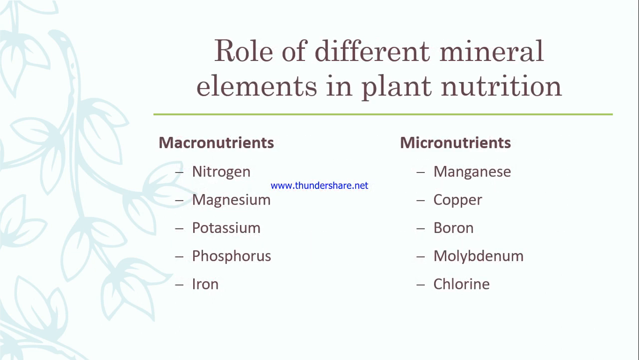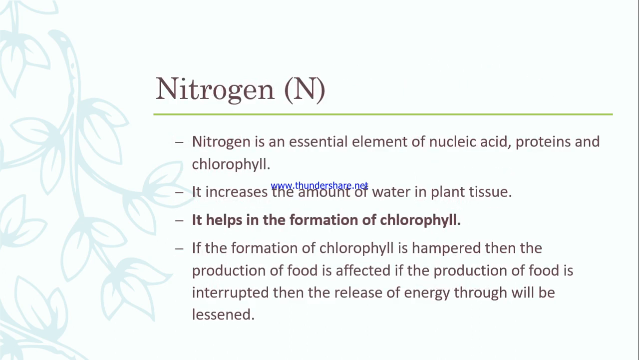Now we have to learn the role of these mineral elements. From macro, we are going to learn the role of nitrogen, magnesium, potassium, phosphorus, and iron. And from micro, we are going to learn the role as well. So let's start with nitrogen. Nitrogen is a very essential element for a plant. Nitrogen is mainly the building block or structural component of nucleic acid, protein, and chlorophyll.